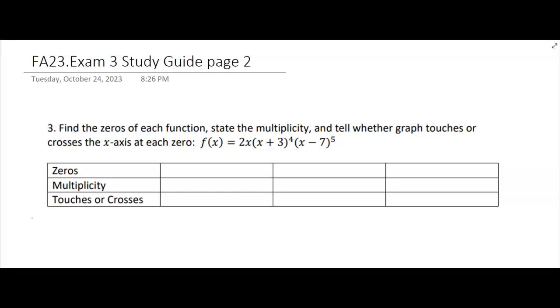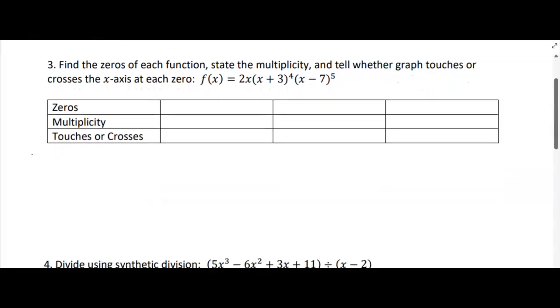All right, page 2 of the study guide. So it says find the zeros of each function, state the multiplicity, and tell whether the graph touches or crosses the x-axis at each zero. So I give you this chart. Now, if there are not 3 zeros, then you're not going to use all the columns. If there's 4 zeros, you'd have to add a column. So sorry about that. That's just a risk we take.